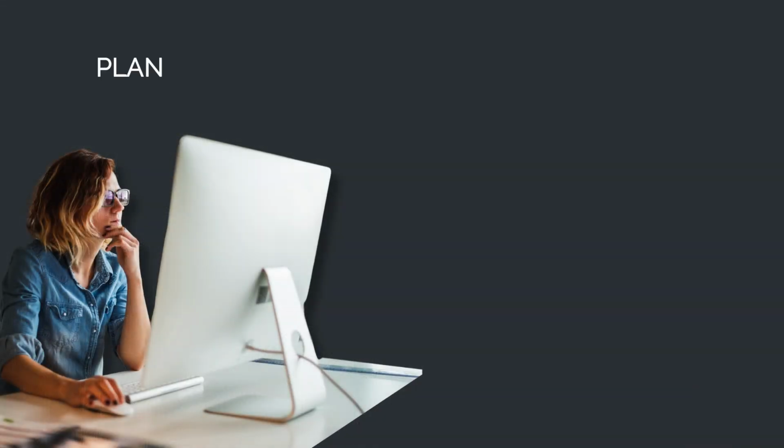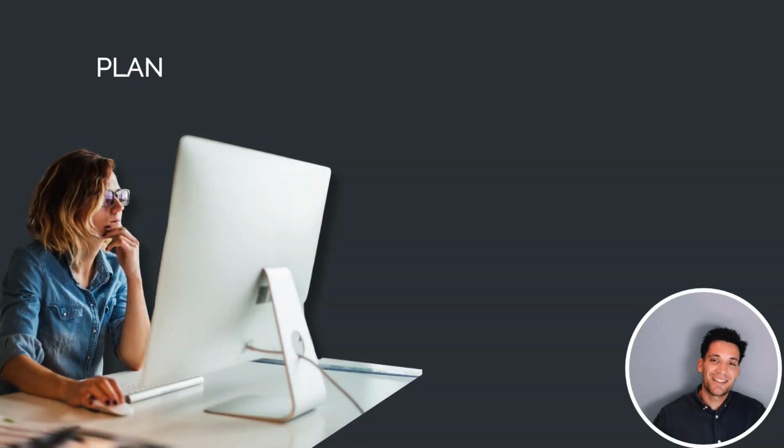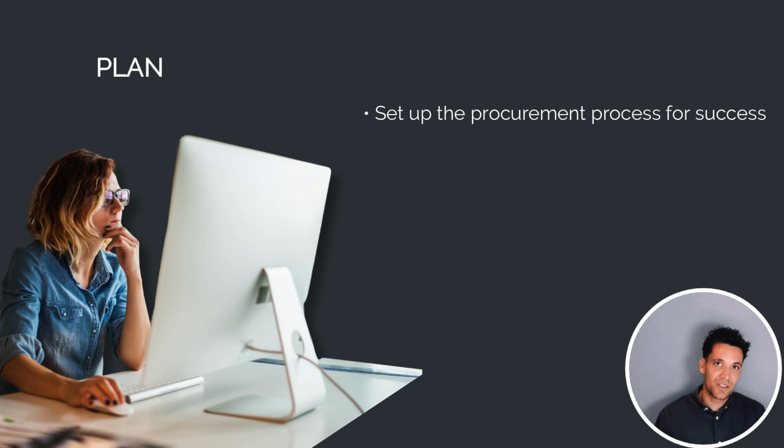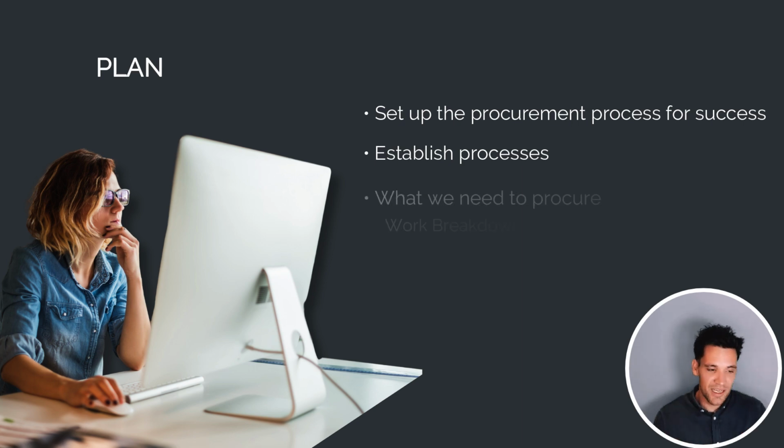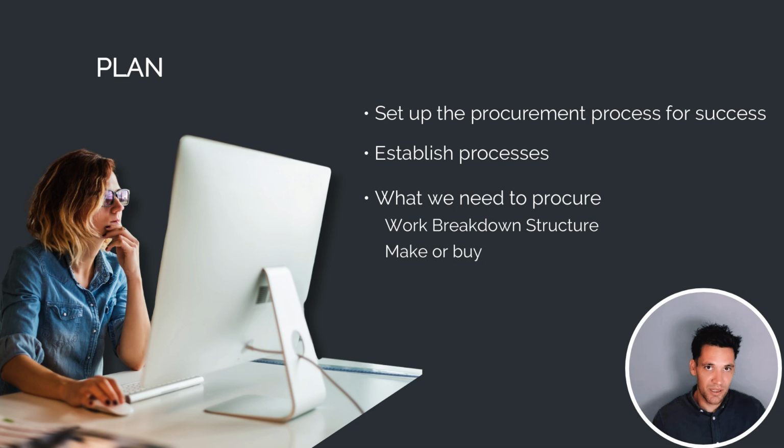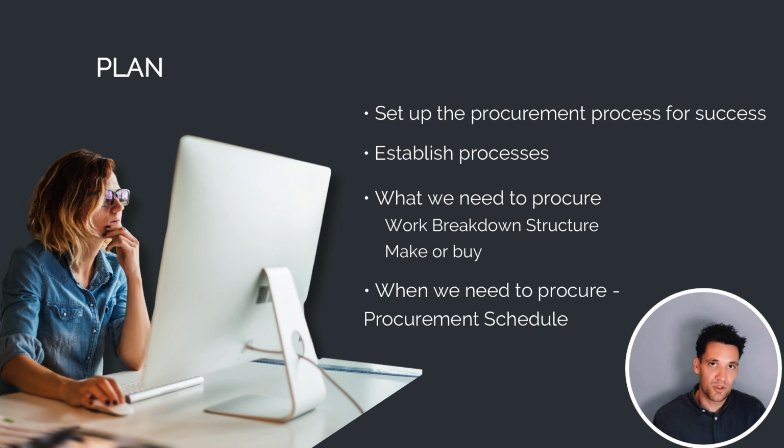So what do we mean by planning procurement? Planning procurement means setting up the procurement process for success. We need to establish the processes. So what are the steps we're going to follow to manage procurement? We need to work out what we need to procure. So we need to create a work breakdown structure for each package, go through a make or buy decision. Decide whether it's more effective to self-perform the works or outsource it to an external party. And we need to work out when we need to procure all these things. We need to create a procurement schedule.